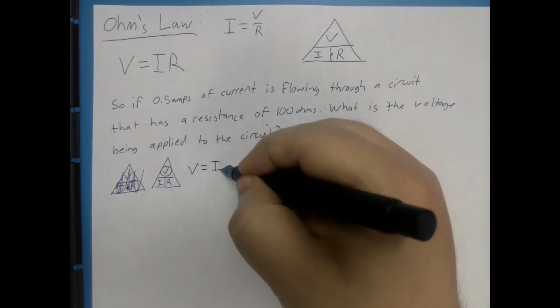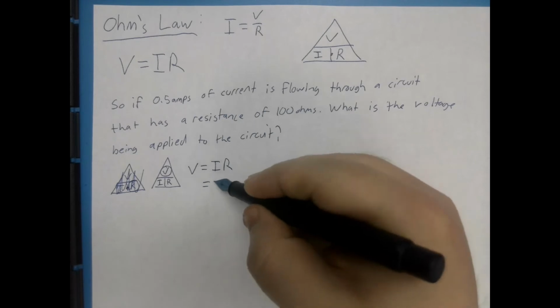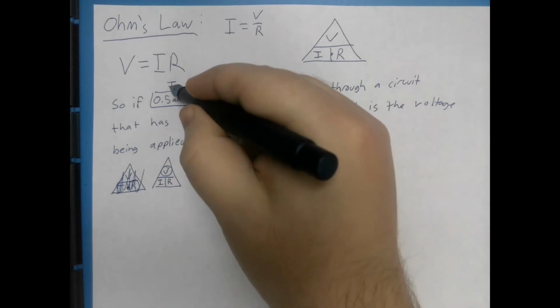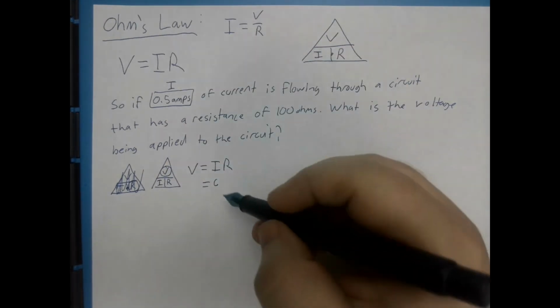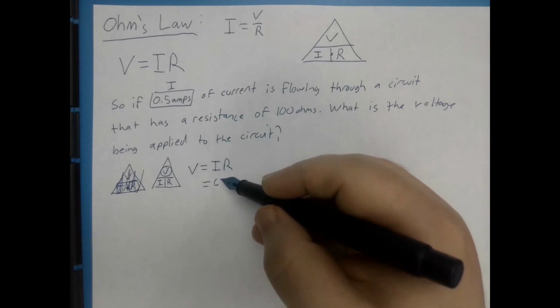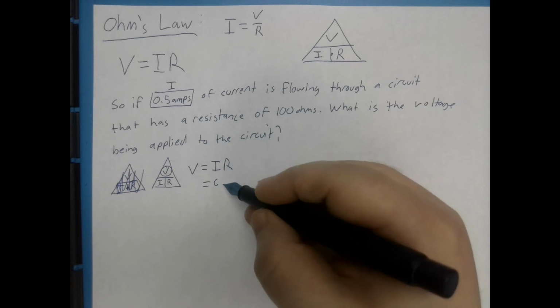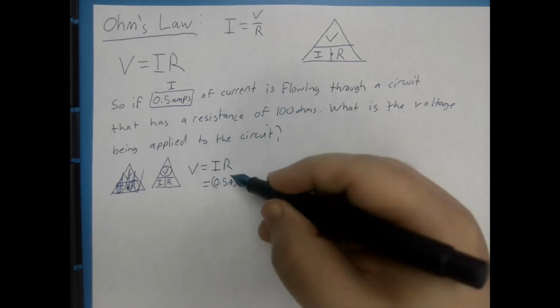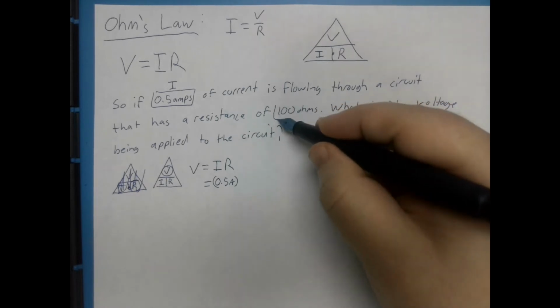Voltage is equal to current times resistance. So this is our current. Current is represented with the letter I. In French, it's called current intensity. They do intensity first, so I comes first. So 0.5 amps, and this will be the resistance.